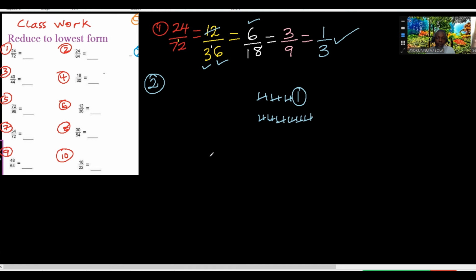Yes or no? How many 2s are in 12? That is 6. Yes or no? How many 2s will you see in 12? 2 times what gives me 12? 2 times 6, right?